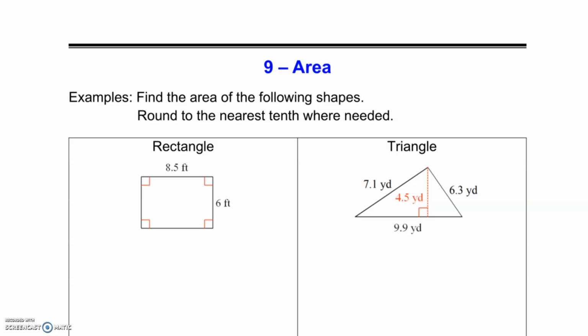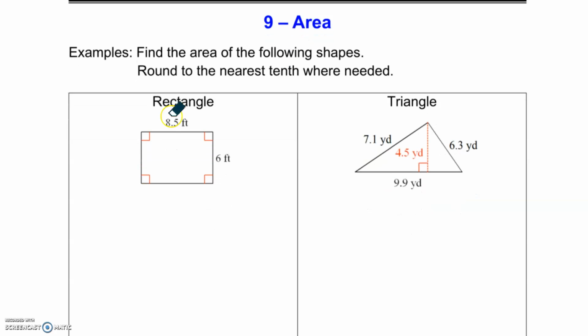This is lesson 9 and it's a review of area. I have here 4 examples. We're going to find the area of the following shapes, round to the nearest tenth where needed. This first shape is our rectangle. The formula we use to find the area of the rectangle is A equals length times width.